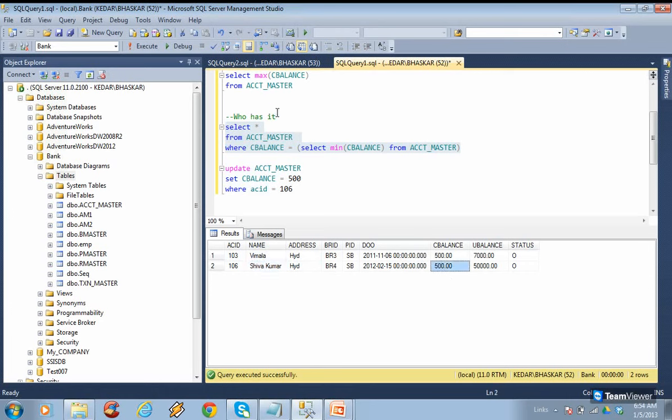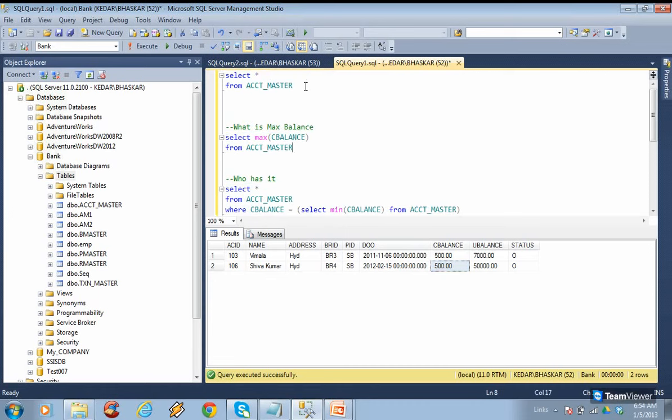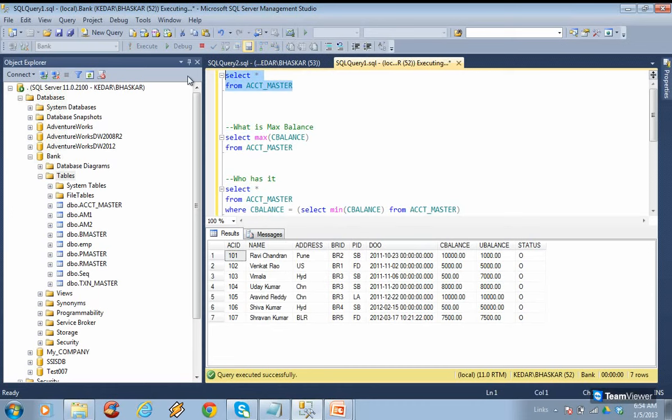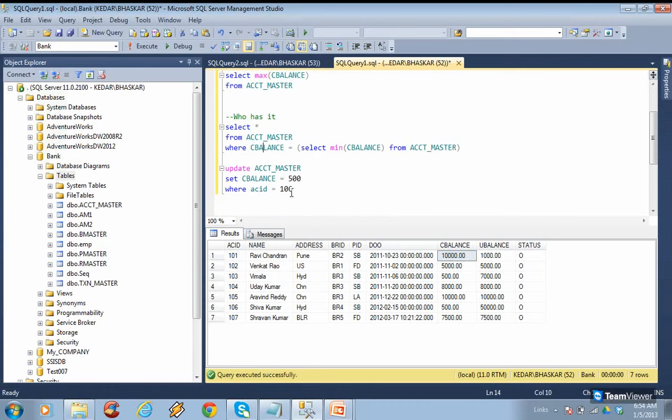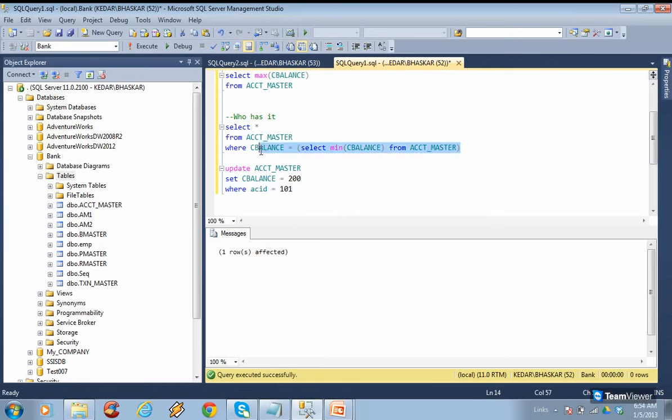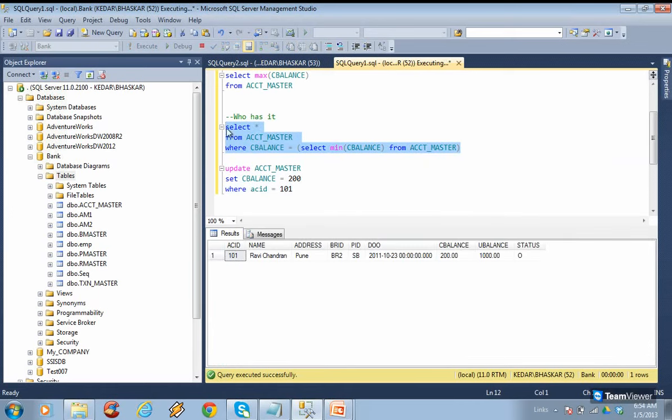Okay. Now if you get another person, for example, Ravichandran has 10,000 rupees. For Ravichandran, we'll make it 101. So Ravichandran now has only 200 rupees. So this is the minimum balance now. Now you will get only Ravichandran here, not the other people, because 500 is not the minimum balance. 200 is the minimum balance. Only Ravichandran has that. Like that, you should be able to test also. This kind of testing is very, very important for everybody to do.